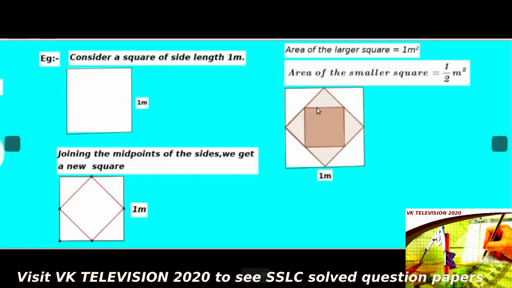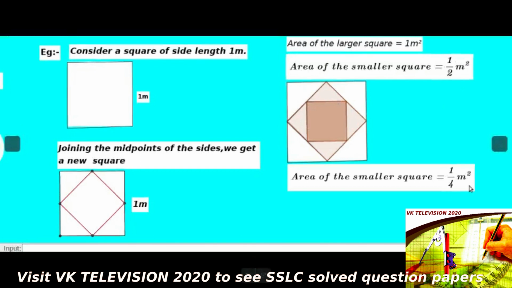Now we join the midpoint of each side of the square. Then we obtain a new square. The area of this square is equal to half of 1 by 2, that is 1 by 4 meter square. So we take the area of the larger square as 1 meter square. Then the area of the next square is equal to 1 by 2.